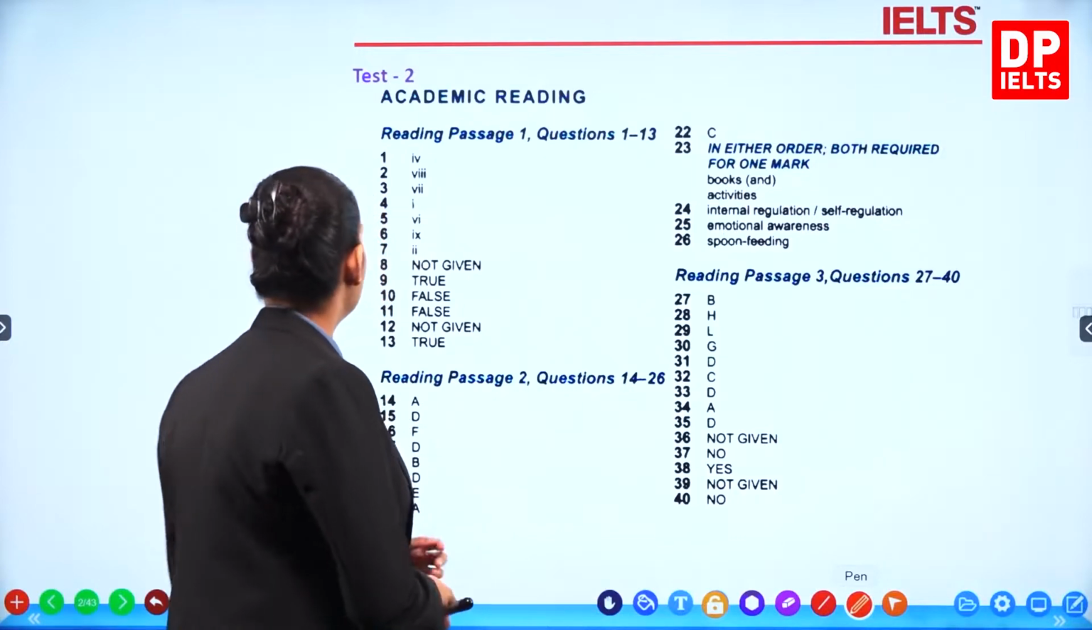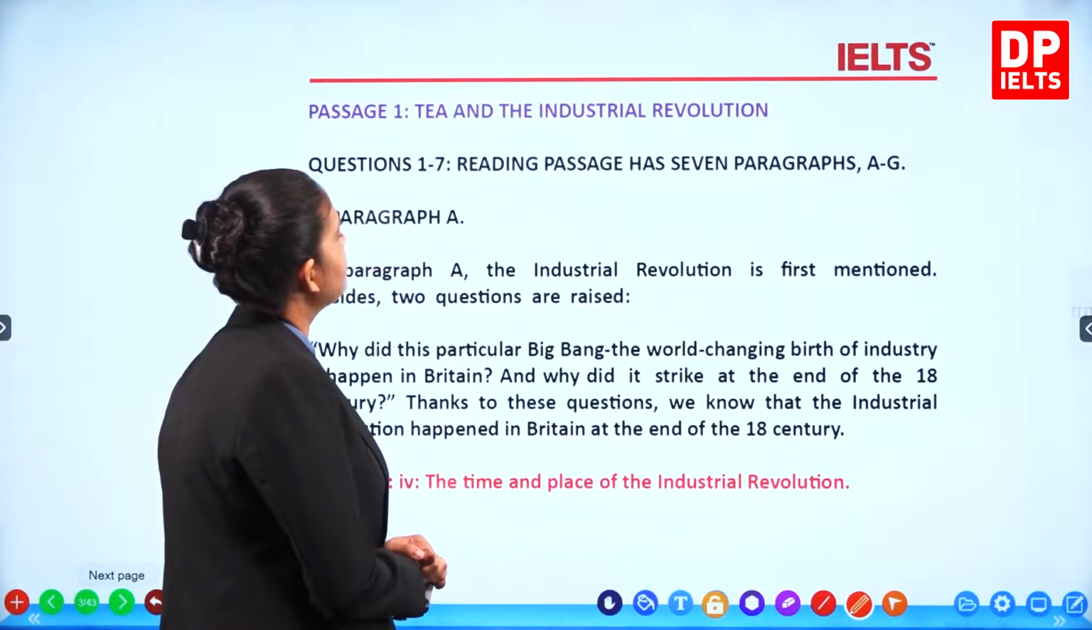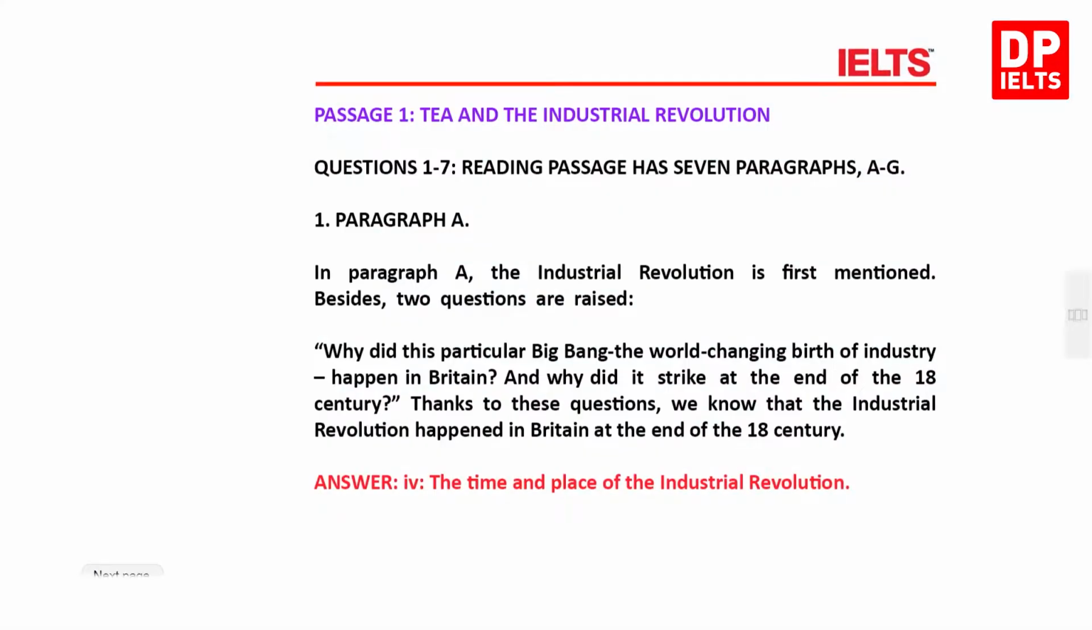Alright, now let's start to discuss the questions. Passage 1 is about tea and the Industrial Revolution. The reading passage has 7 paragraphs, A to G. Let us answer questions 1 to 7. Para A.